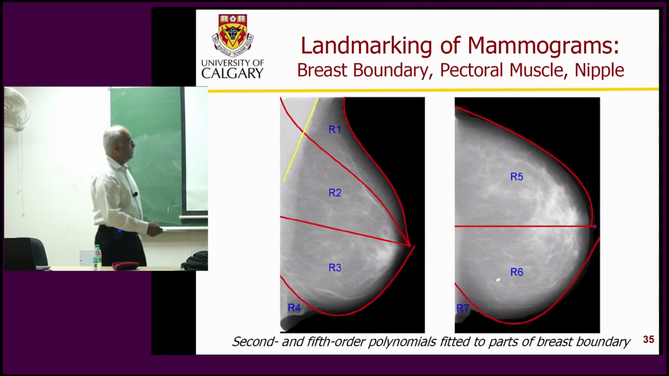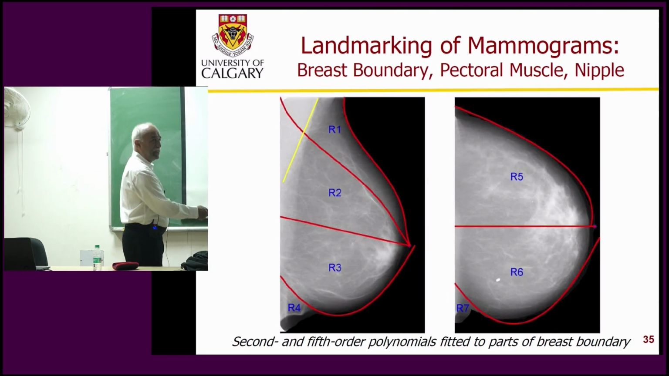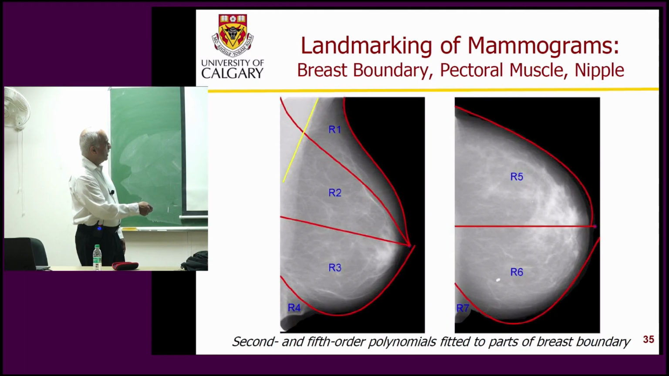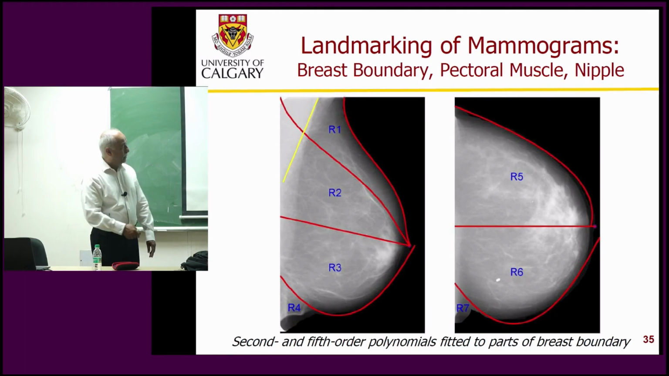In the case of MLO, the chest wall is assumed to be this edge of the image. The upper and lower parts of the breast boundary are approximated by second order polynomials. This is fifth order, the others are second order polynomials. The nipple is there, and perpendicular to the chest wall, assumed to be here, is drawn, and that's another reference line. Based on these, the images are broken into regions marked as R1 to R7. In some images, you may not have R4 and R7.